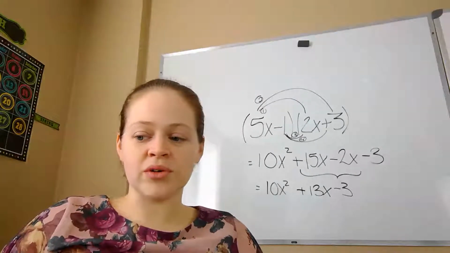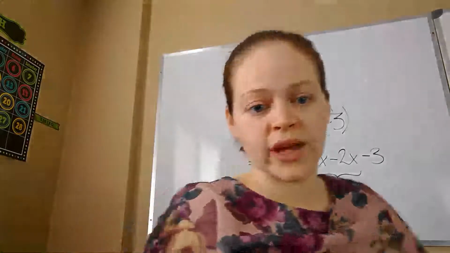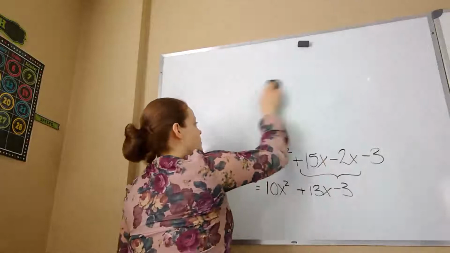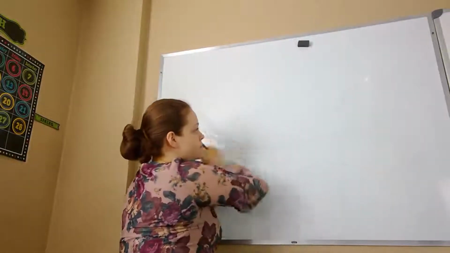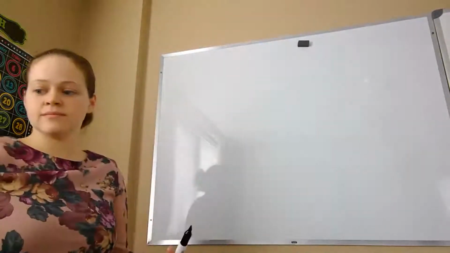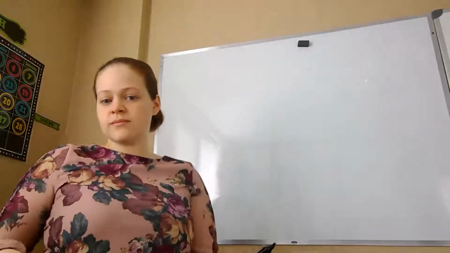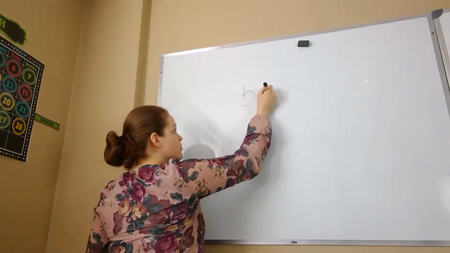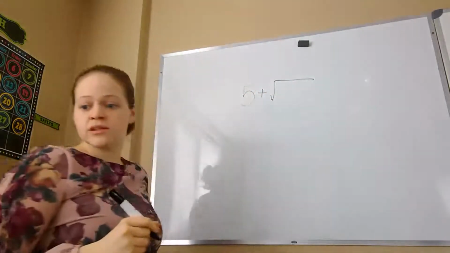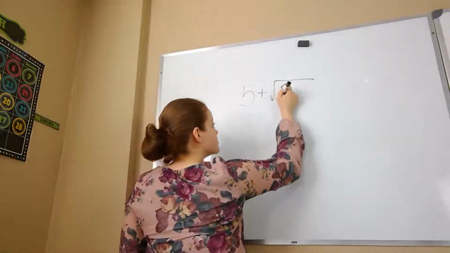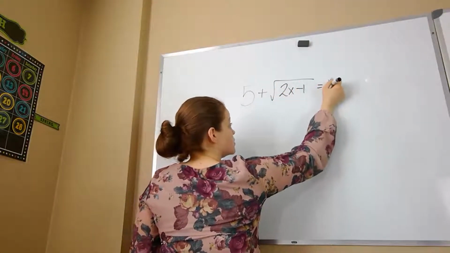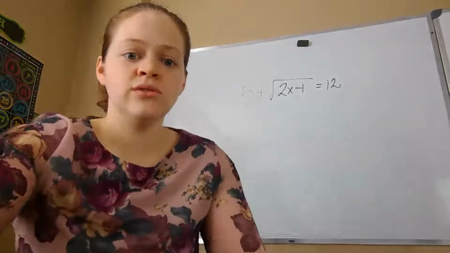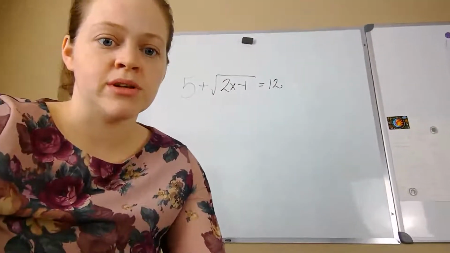So I just have one question about radical equations, so I'm just going to go over that. This is grade 11 math. So we have 5 plus root 2x minus 1 equals 12. So to start these questions, I'll move the camera a little bit closer.